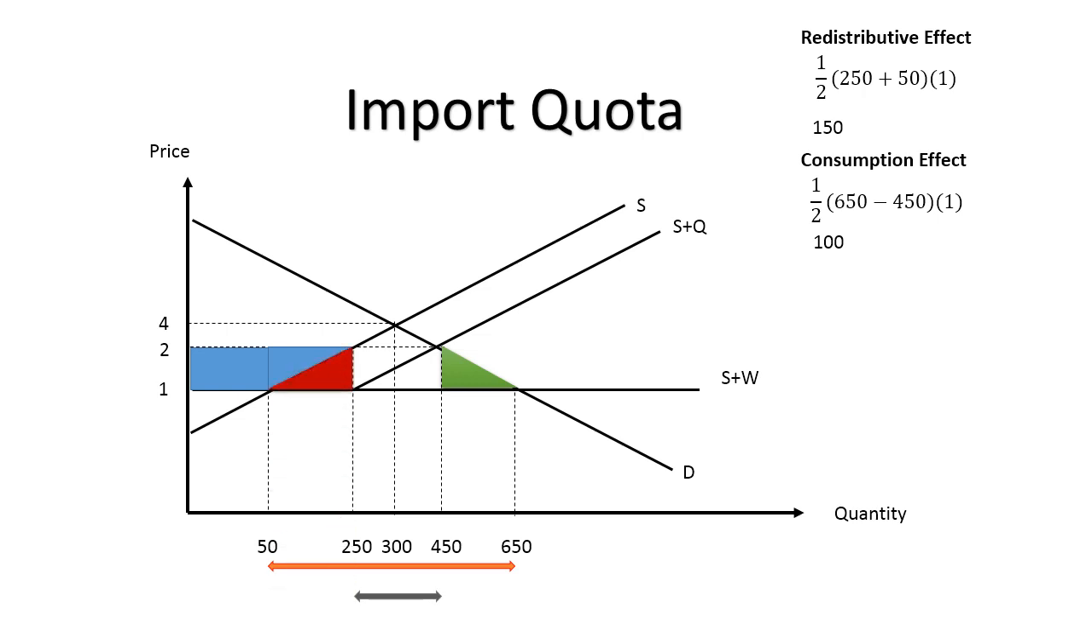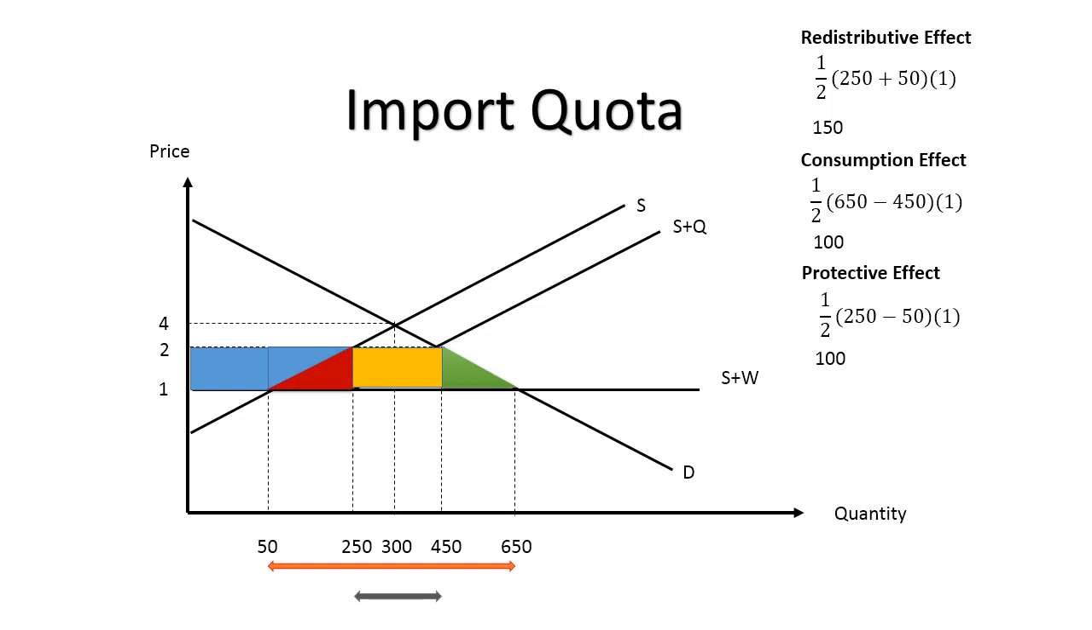And then next you have to find your protective effect. Where is your protective effect? The red area is our protective effect. How to calculate the protective effect? 1/2 times 250 minus 50 times 1, so you will get 100. So this area, 100, is the protective effects area.